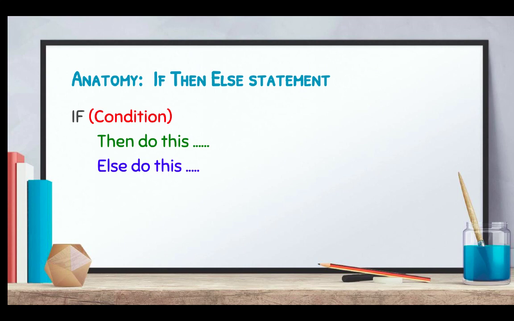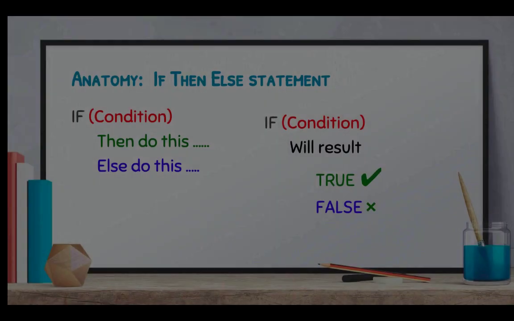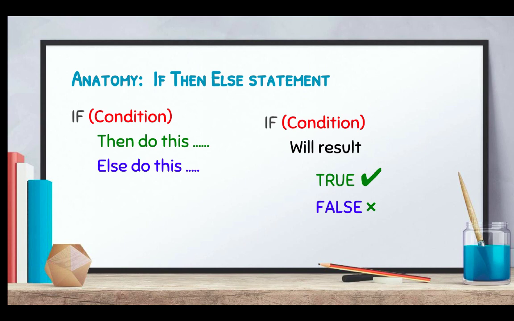It's made up of a condition, so if condition, and that condition is a Boolean expression. If that condition is true, it does the true part, the green bit, then do this. So if x is equal to y, it'll do the green part. If x is not equal to y, therefore the condition is not true, it does the blue part, which is the else part. So to give you a better idea, we have three components: the condition, the true, and the false.